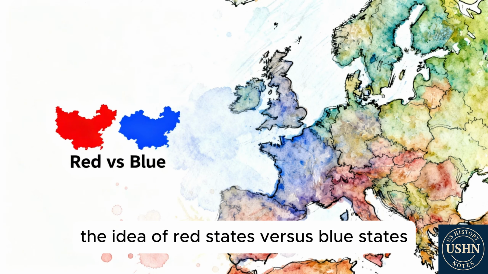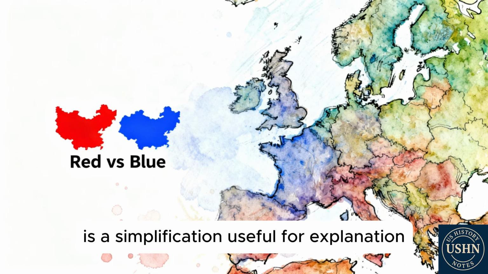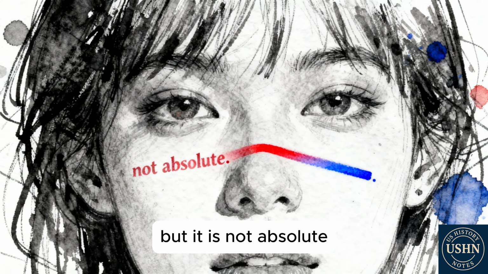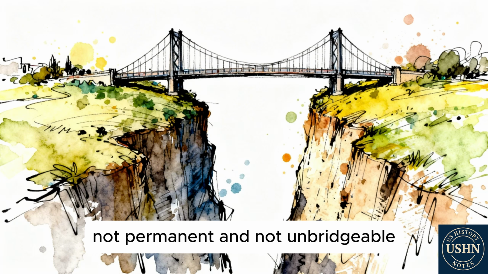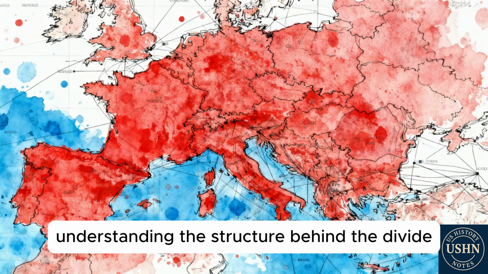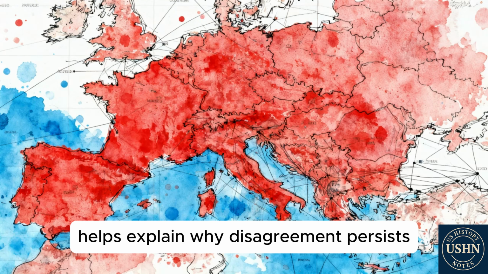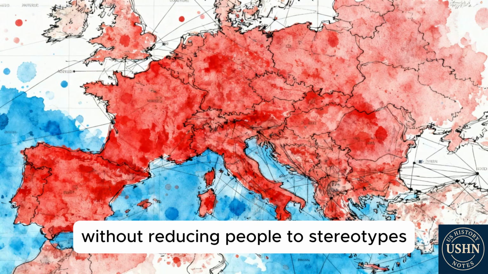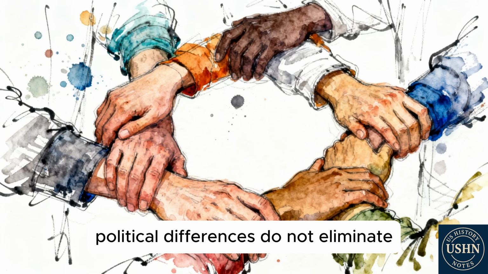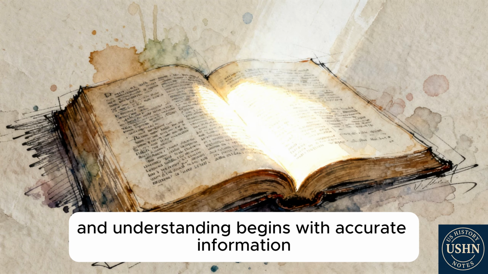Conclusion: the idea of red states versus blue states is a simplification, useful for explanation but incomplete. The divide exists, but it is not absolute, not permanent, and not unbridgeable. Understanding the structure behind the divide helps explain why disagreement persists without reducing people to stereotypes. Political differences do not eliminate shared citizenship, and understanding begins with accurate information.